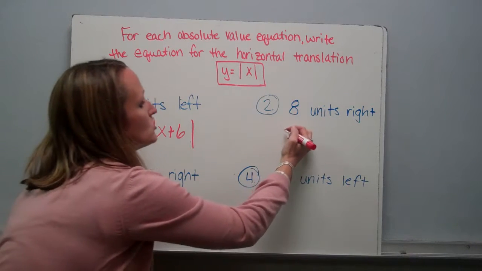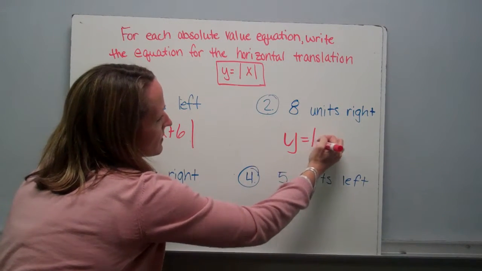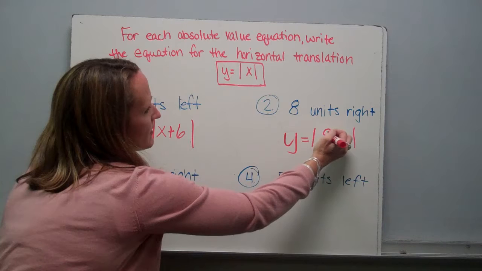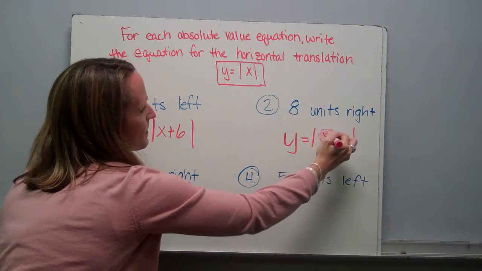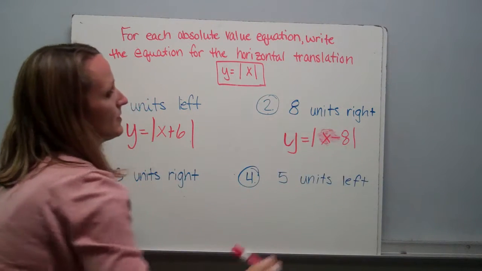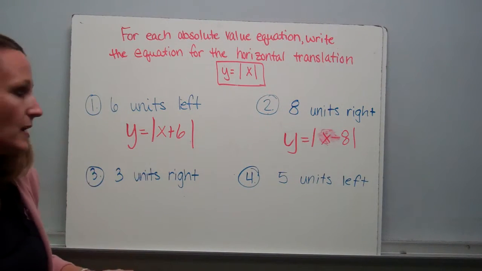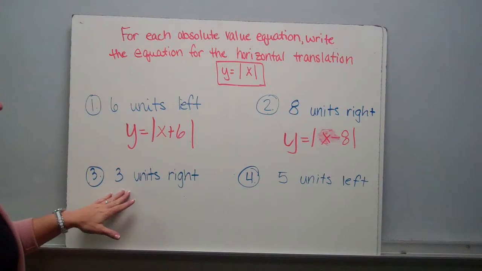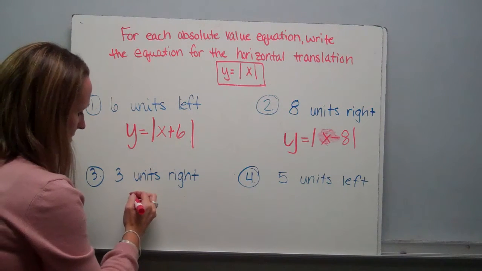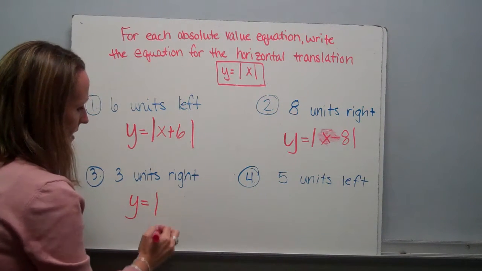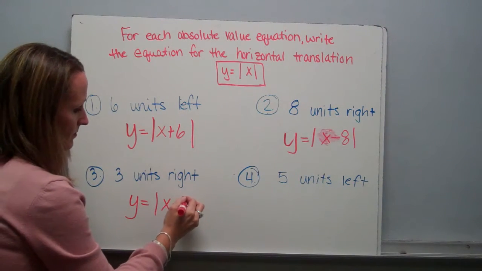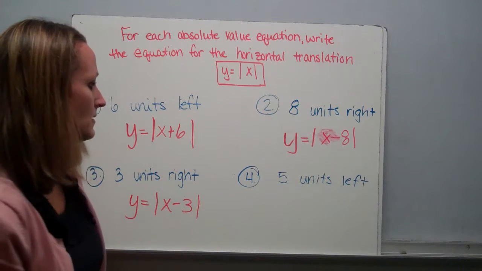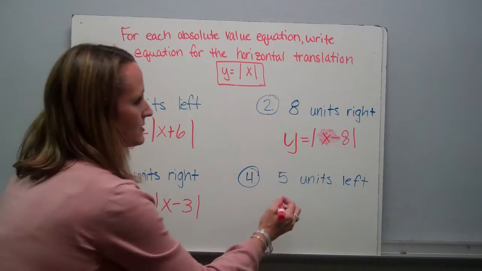What makes us go to the right? If we want to go right, put it inside of here. Okay. When it's inside, you write opposites. What if we want to go 3 units to the right? Y equals absolute value of x. We're going right, minus 3. Okay, what about here? 5 units left.